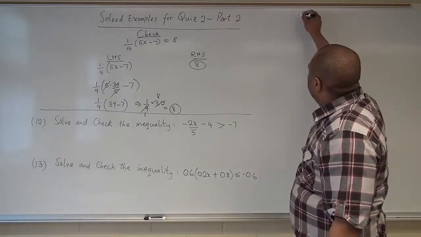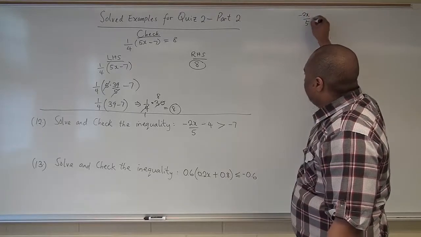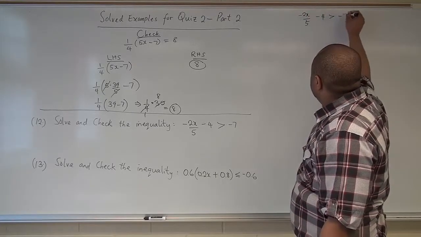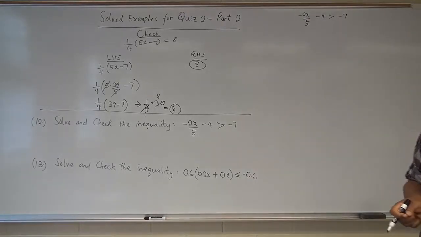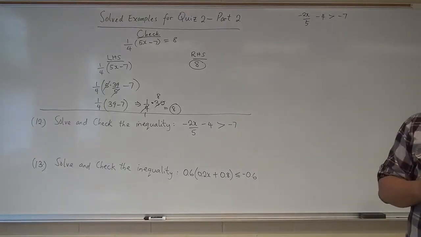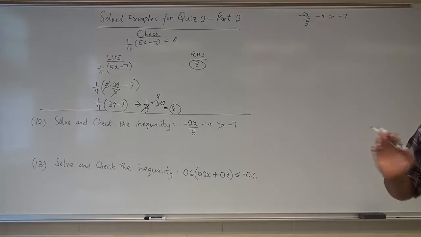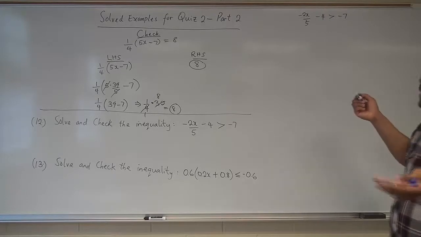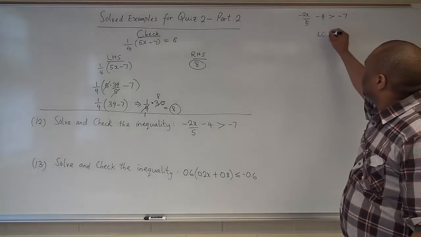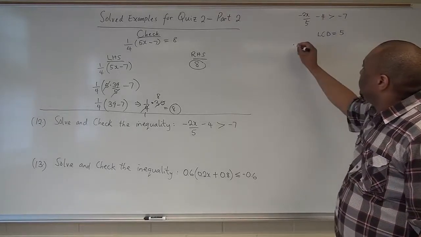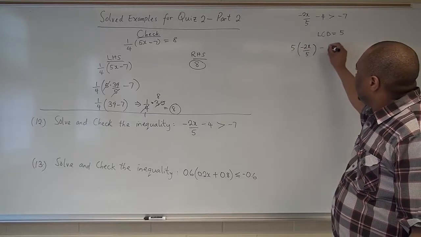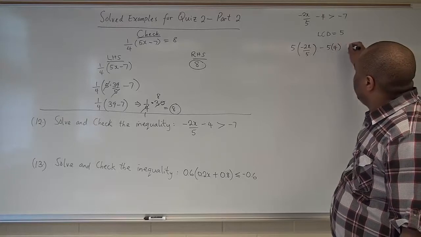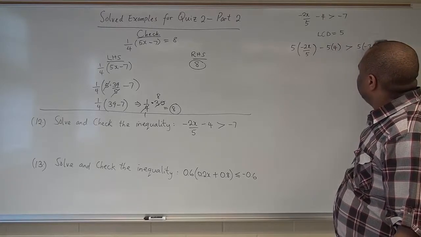Now, question 12: negative 2x over 5 minus 4 greater than negative 7. This is a linear inequality, and it has fractions. If you don't like fractions, you want to fix it first. So we multiply by the LCD. The LCD is what? 5. So this means 5 times negative 2x over 5 minus 5 times 4 greater than 5 times negative 7.